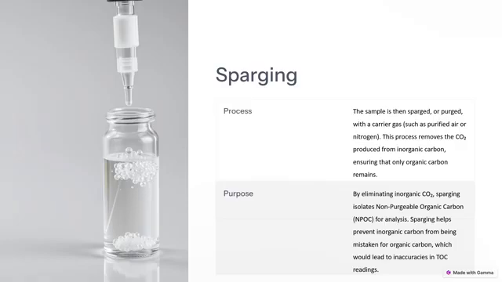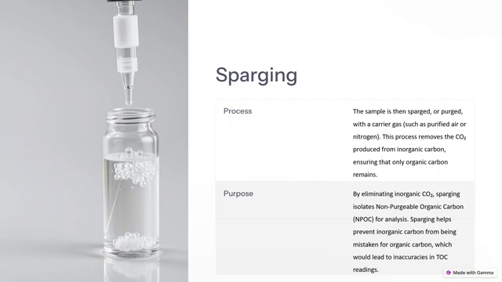In step 4, you have sparging. The sparging process purges the sample with carrier gas, such as nitrogen or purified air, to remove CO2 generated by inorganic carbon. The technical role of this step is that it ensures only organic carbon remains in the sample for further analysis.